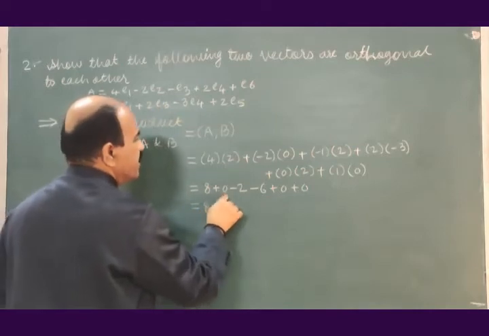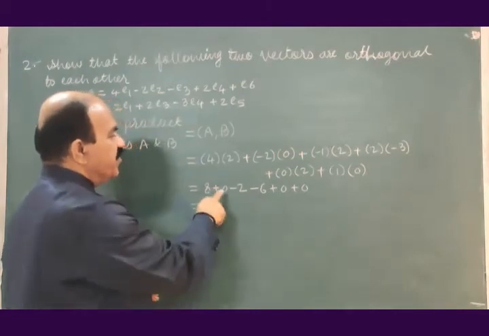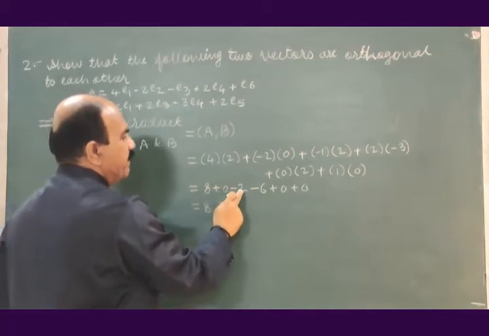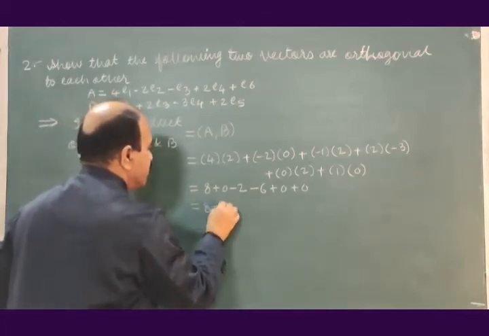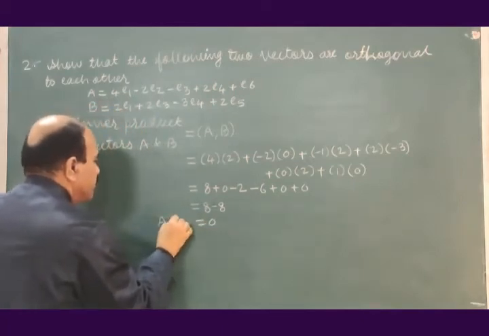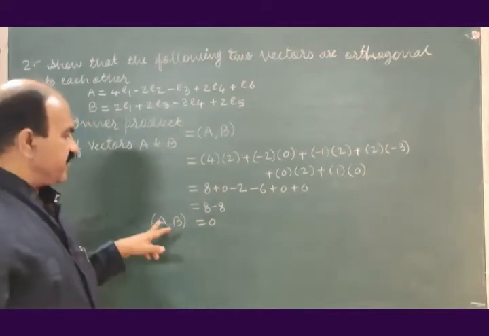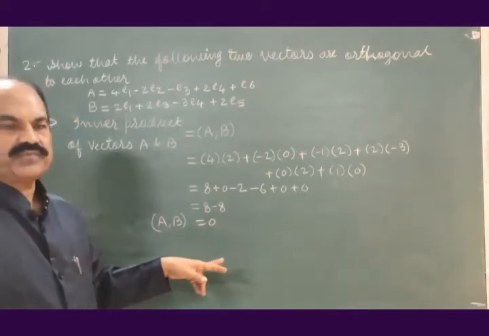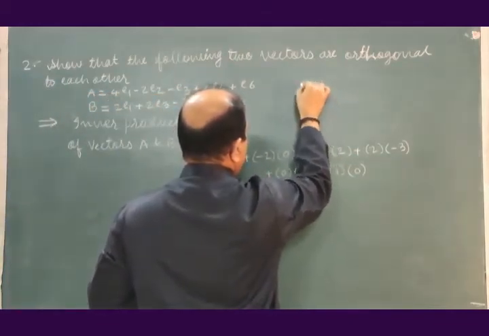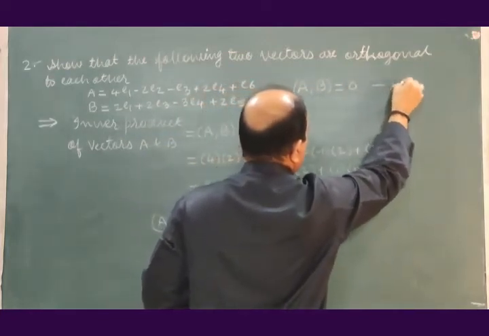8 as it is. These zeros are not going to affect the sum, so just ignore them. 8 is written here as it is, minus 2 minus 6 is minus 8, and this is equal to 0. That is, inner product of vectors a and b is 0. Let us write it somewhere here: inner product of vectors a and b is equal to 0, equation star.